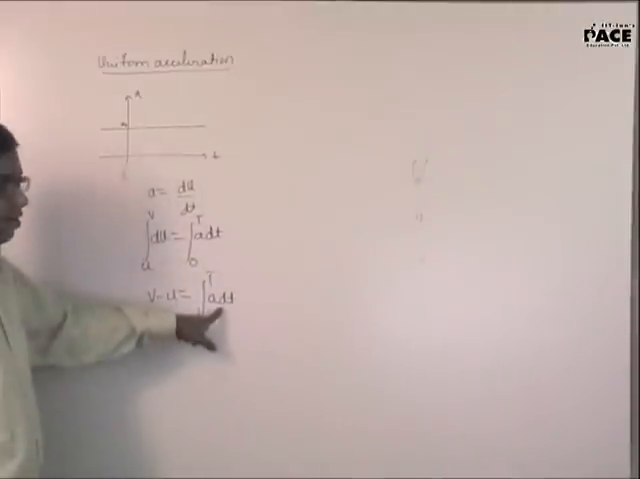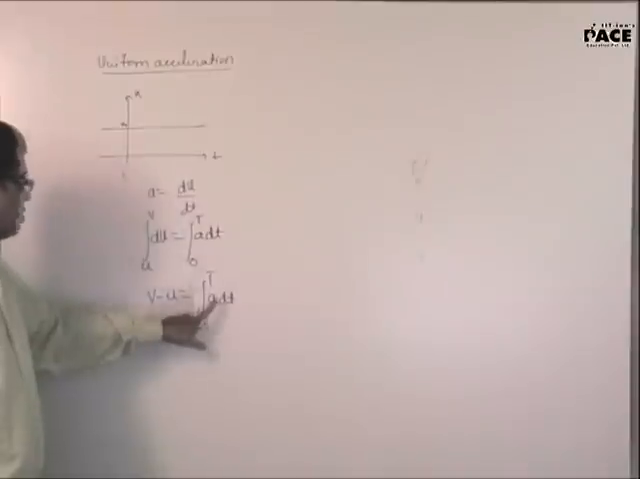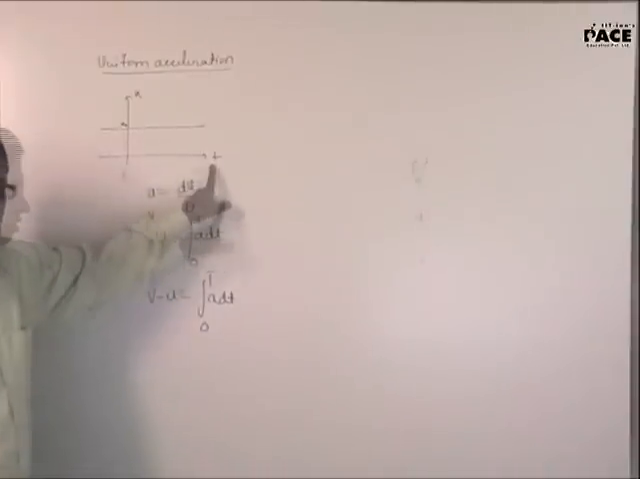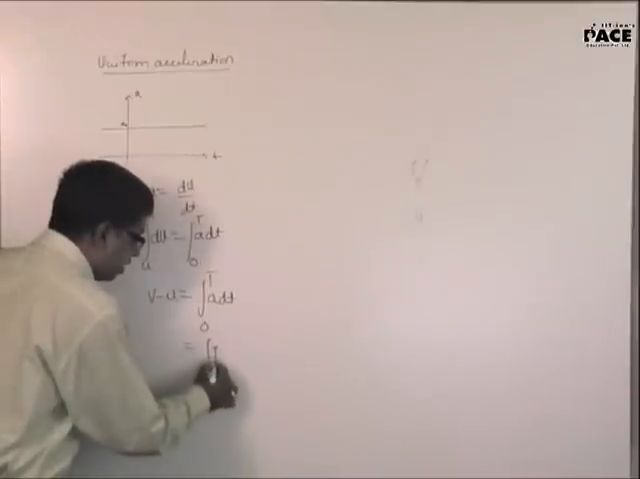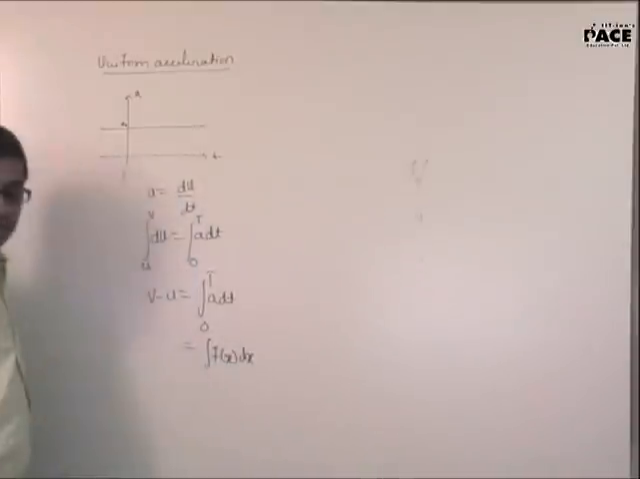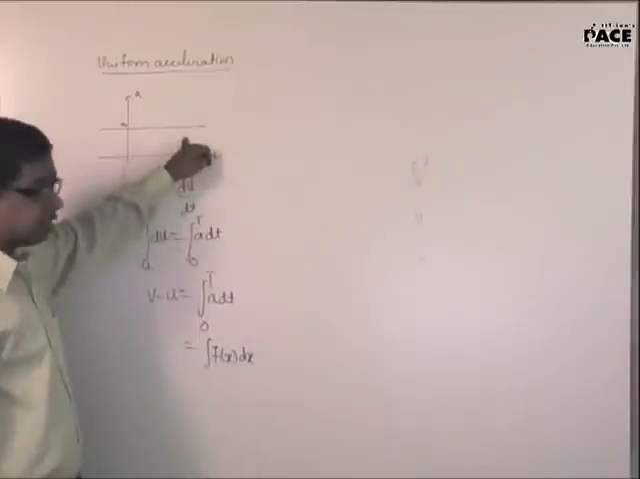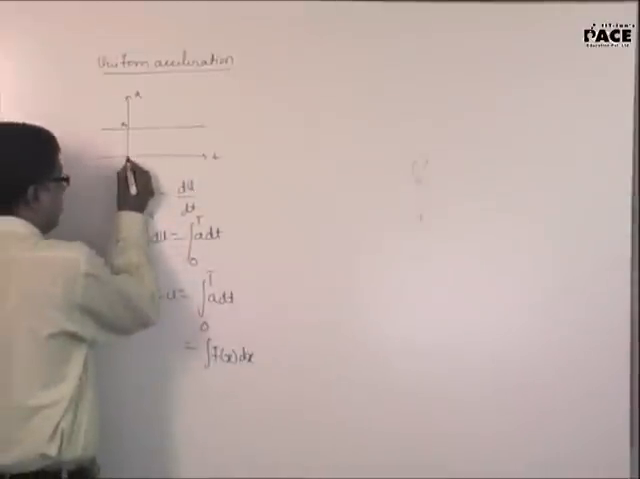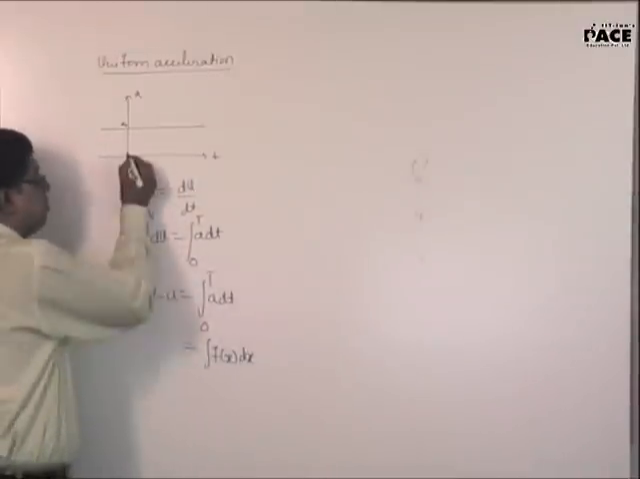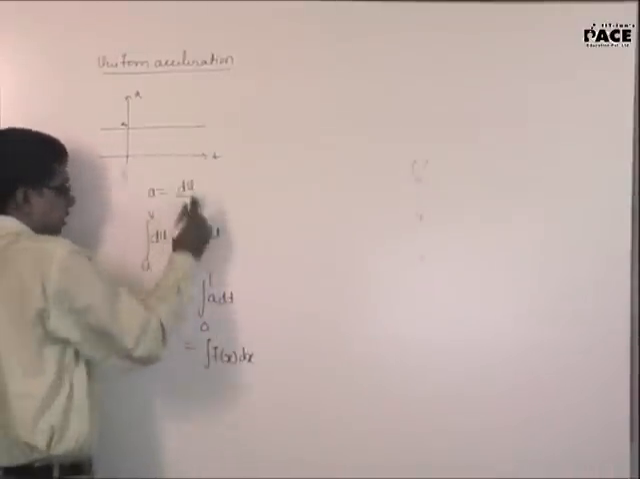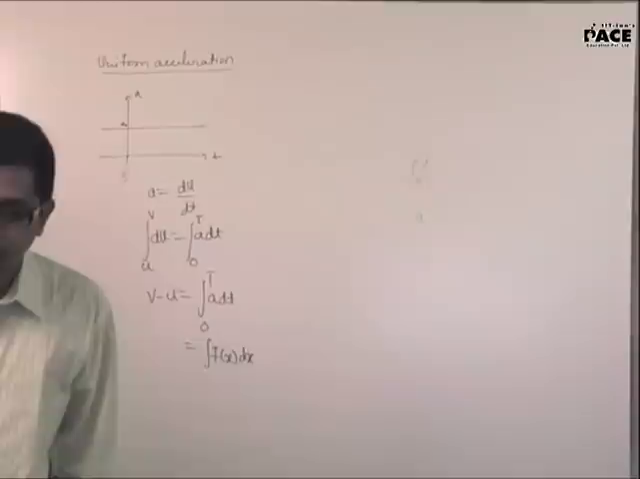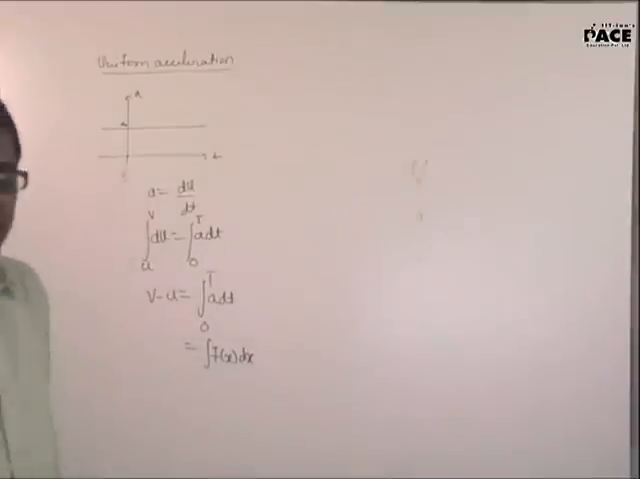The integral of a dt gives what? The area under the curve and above the x-axis. Why? Acceleration is taken on the y-axis, time is taken on the x-axis. I can compare this with the integral of x dx, so this must give me the area under the curve. Then what will that be equal to? The difference of the velocity. If I take the initial velocity to be 0 here, then the area under the curve gives the velocity at time t equal to capital T. If not, I will get the difference in velocity.